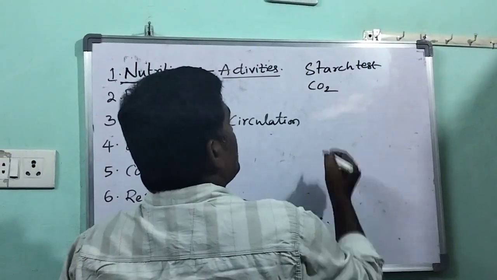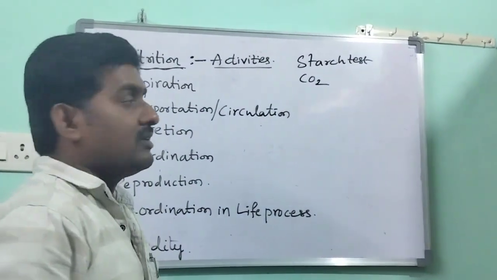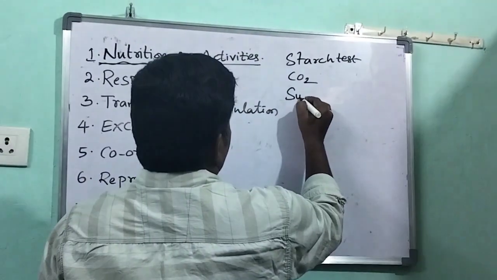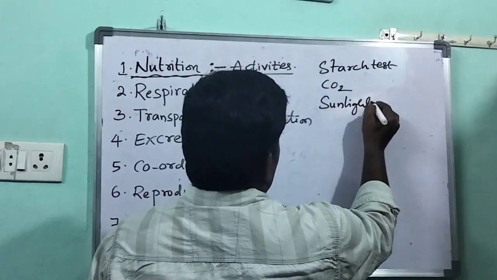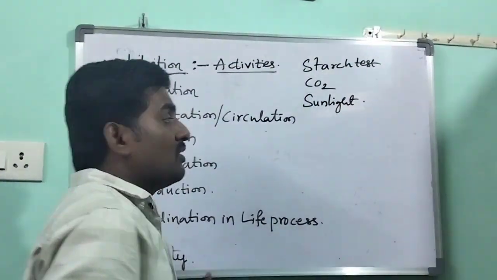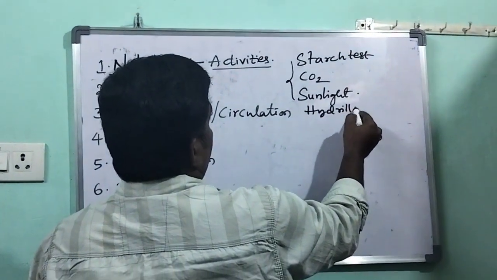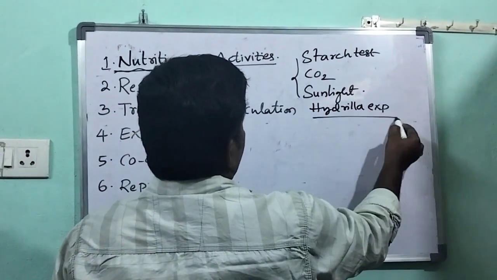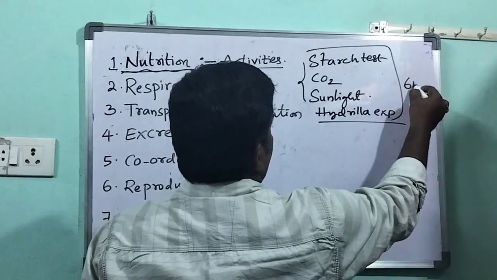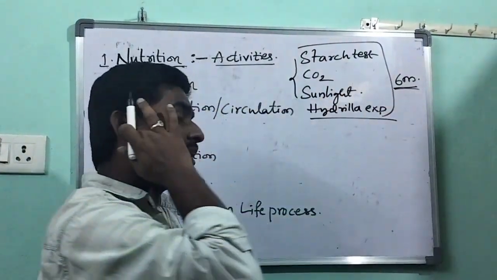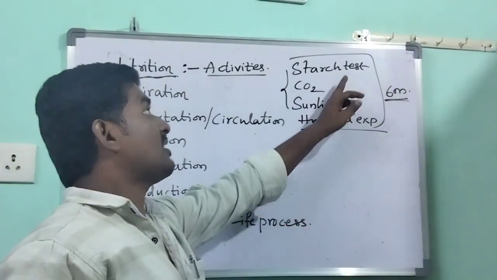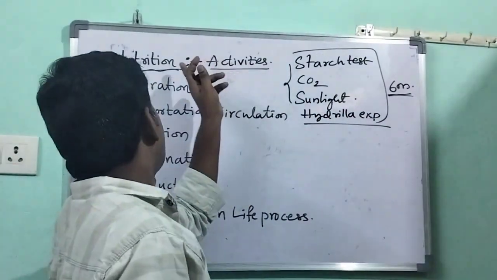Carbon dioxide is important for photosynthesis, and also sunlight is necessary to form starch in green plants. Okay? So all these, and the Hydrilla experiment, we can expect these four for 6 marks questions. All these activities are important for 6 marks questions from this first chapter.